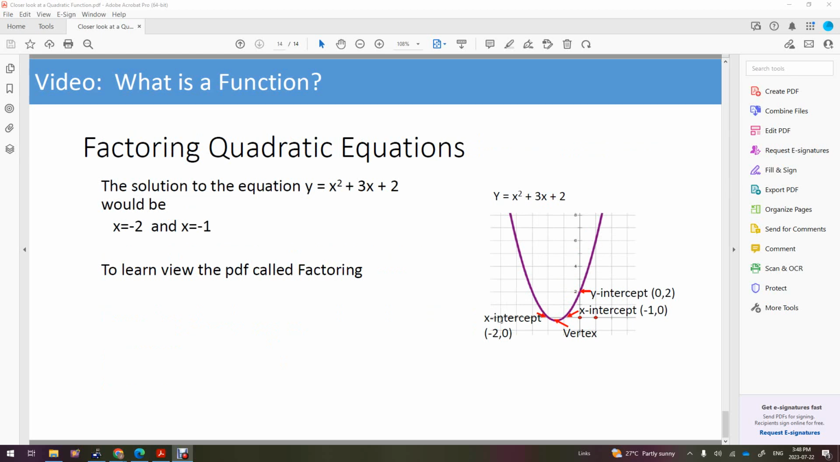The solution to the equation y equals x squared plus 3x plus 2 would be x equals negative 2 and x equals negative 1. To learn more about factoring, view the PDF called Factoring, or the video called Factoring.